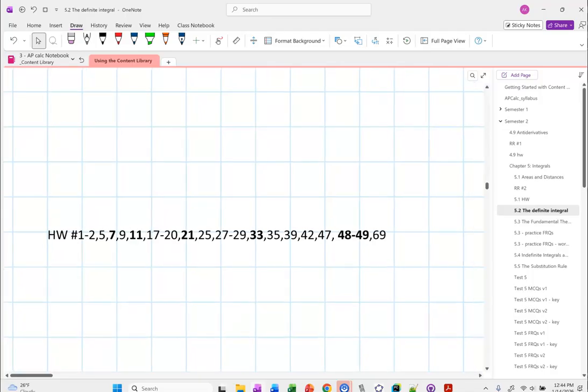And that was it for this lesson. Again, coming soon to a classroom near you, marrying these ideas of anti-differentiation and area under the curve calculation together, finding a connection between them, coming soon, i.e. Friday. Okay.